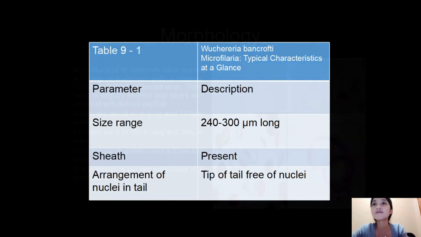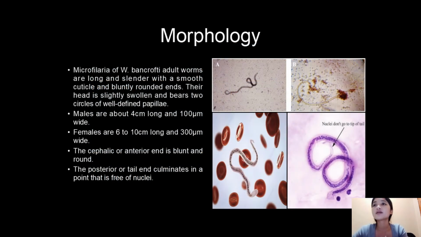Now for the morphology. Microfilariae of Wuchereria bancrofti, adult worms are long and slender with a smooth cuticle of bluntly rounded ends. Their head is slightly swollen and bears two circles of well-defined papillae. The difference is that males are about 4 cm long and 100 micrometers wide, while the females are 6 to 10 cm long and 300 micrometers wide.